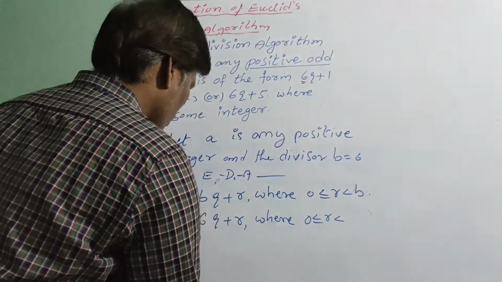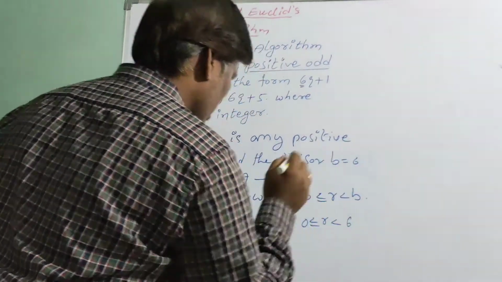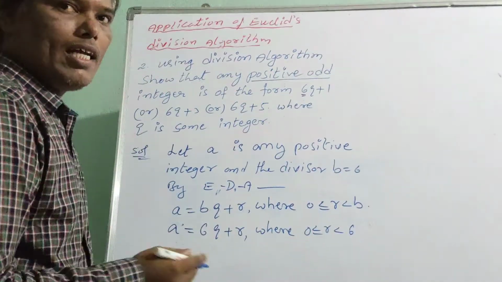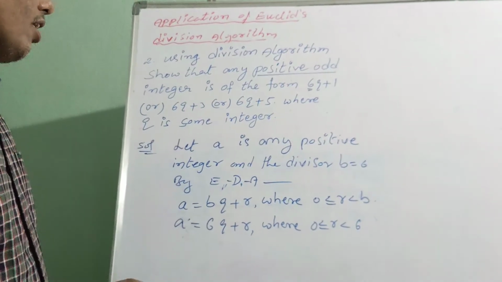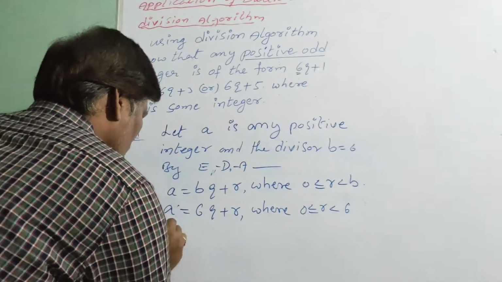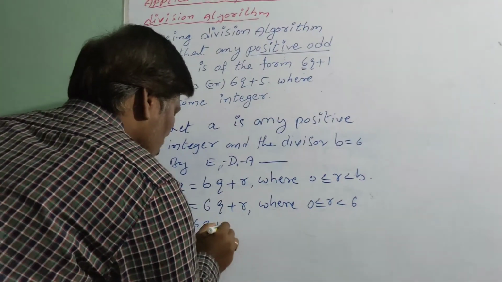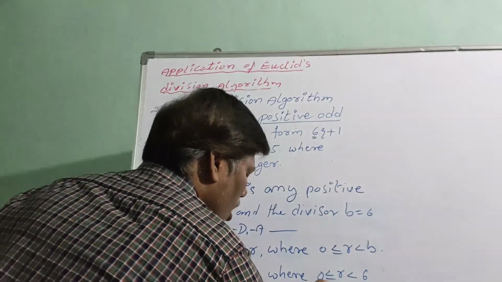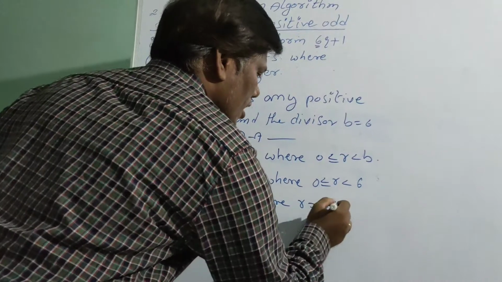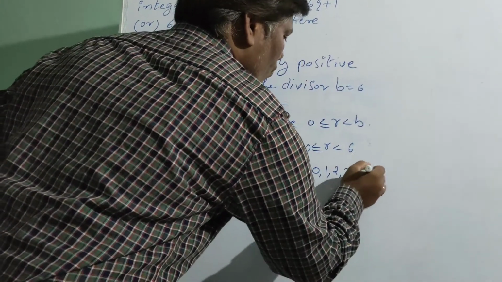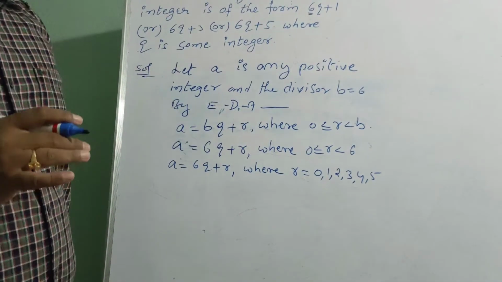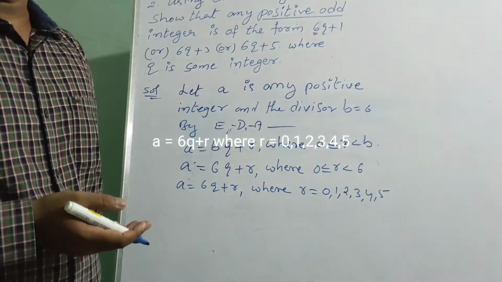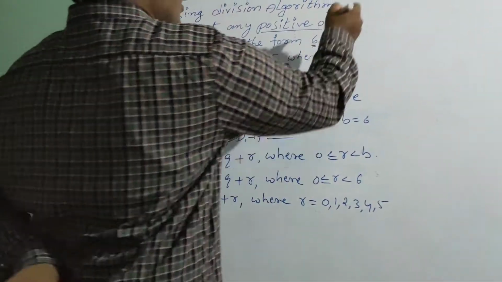What is the divisor here? The divisor we chose is 6. So the remainder is more than or equal to 0 and less than 6 in this case. Then how many remainders are possible here? a is equal to 6q plus r, and the possible remainders are 0, 1, 2, 3, 4, 5. So 6 remainders are possible, and we'll get 6 cases here.